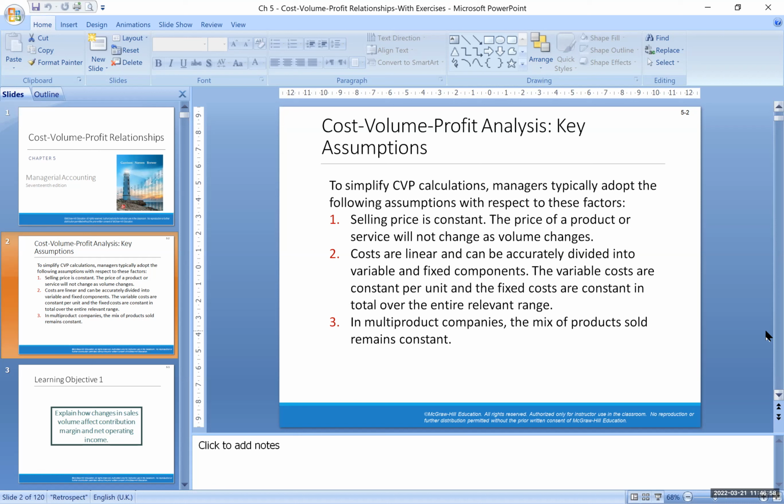First, we will assume that the selling price for the company is constant. The price of a product or service will not change as volume changes. The second assumption: the costs are linear and can be accurately divided into variable and fixed components. The variable costs are constant per unit, and the fixed costs are constant in total over the entire relevant range.